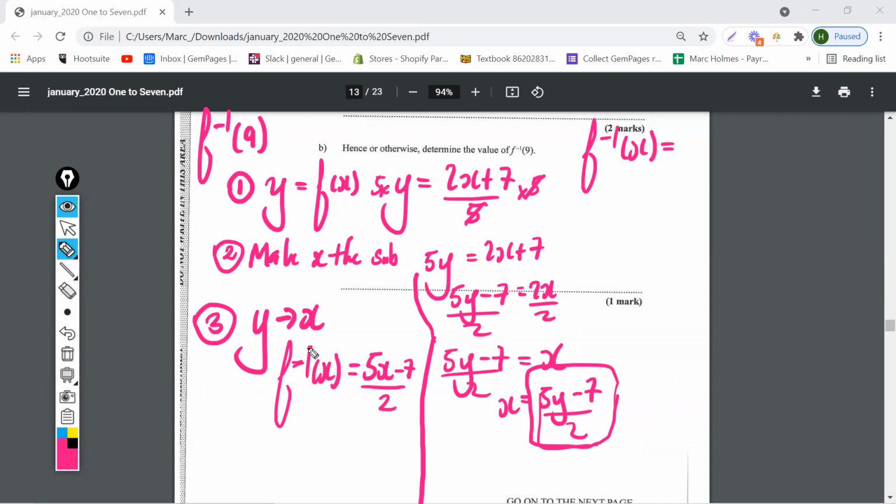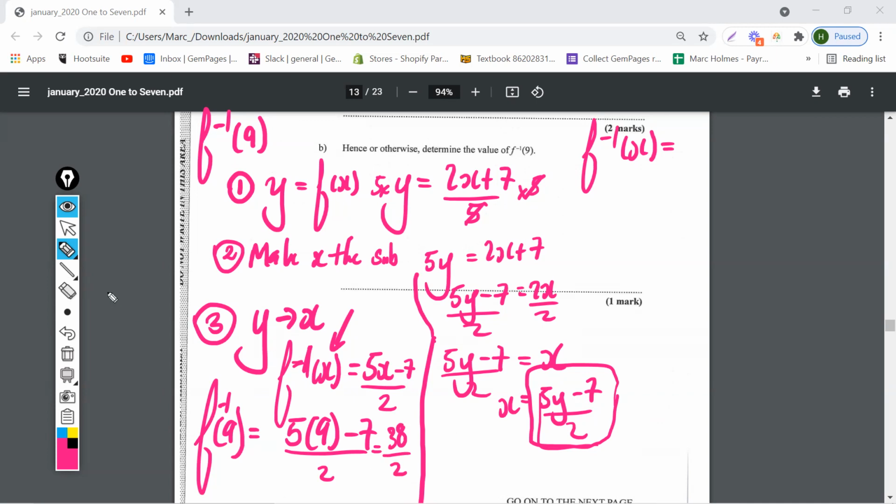And now that we've found the inverse as 5x minus 7 over 2, f to the -1 of 9 is what we need to find. So we just need to put 9 in the inverse. We're going to get 5 times 9 minus 7 over 2, and this is going to end up being 38 over 2. So the answer is going to be 19. Cool?